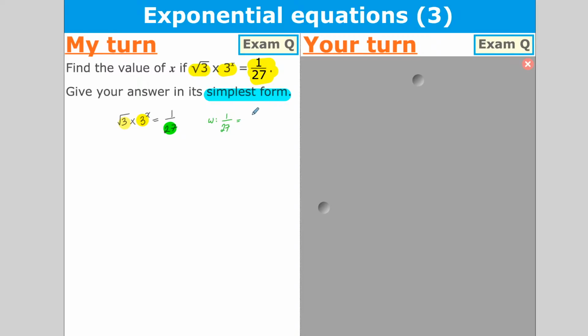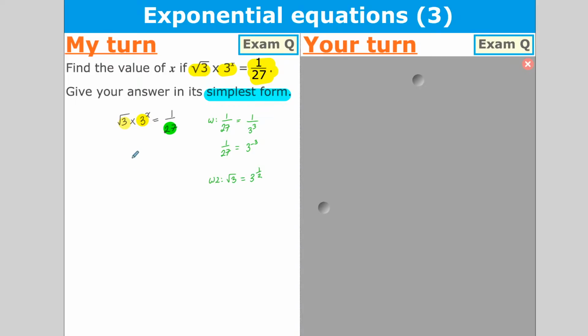1 over 27 is 1 over 3 cubed. You guys should know that. You should be able to convert 27 to 3 cubed easily, which can be written as 3 to the power of negative 3. So that's going to sort us right out on this side. You should also know another bit of working, that root 3 can be written as 3 to the power of a half. That's just one of our earlier rules. It's something that should be in our head.